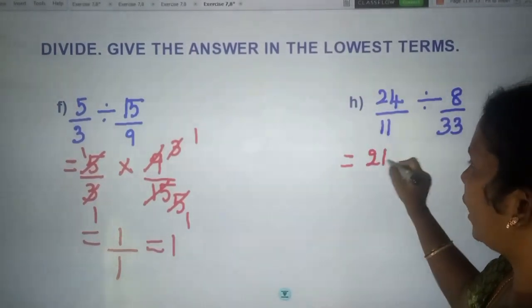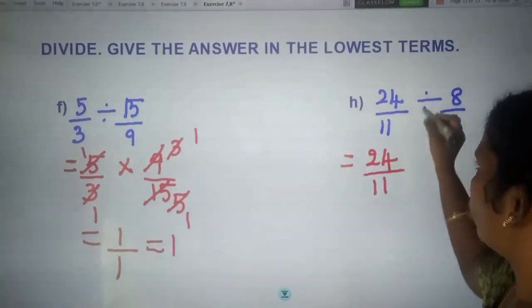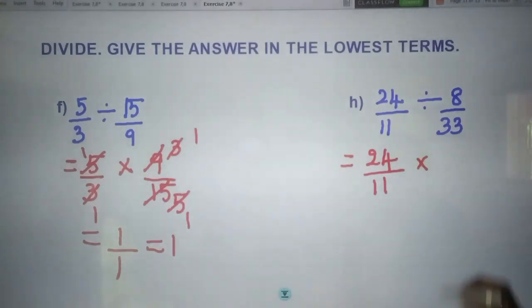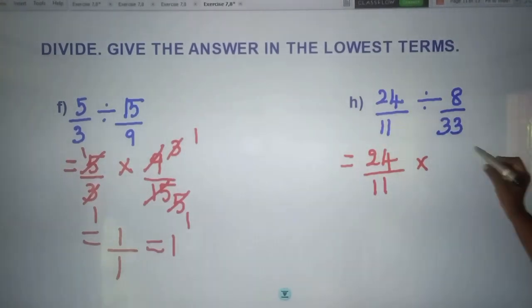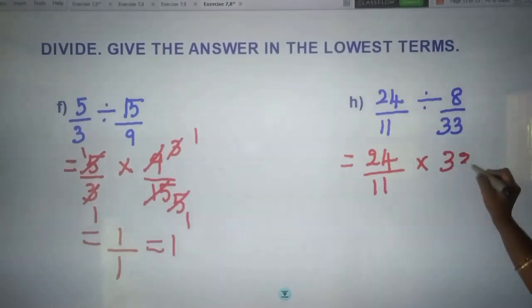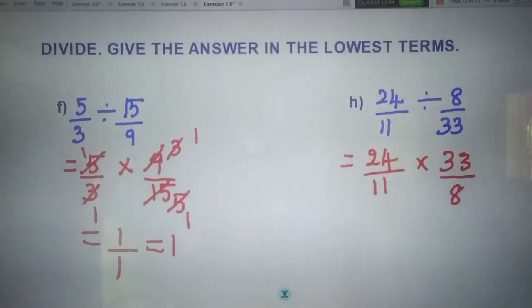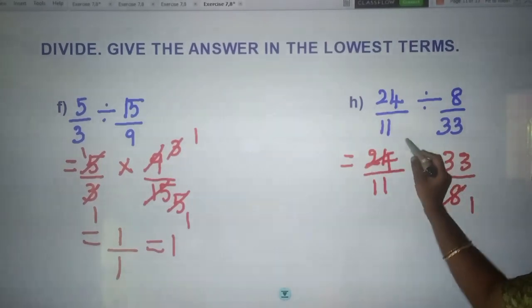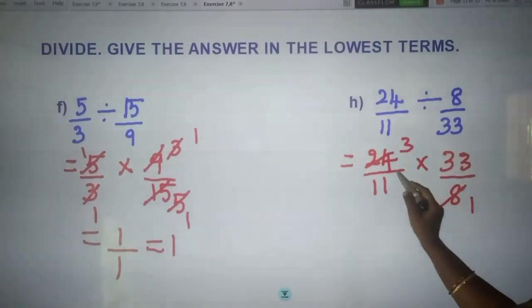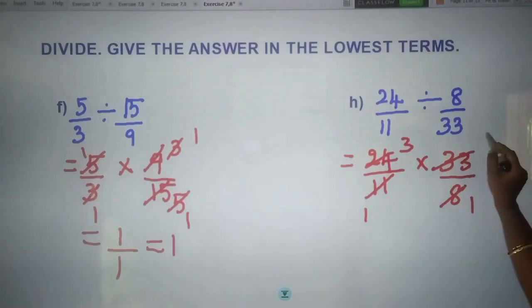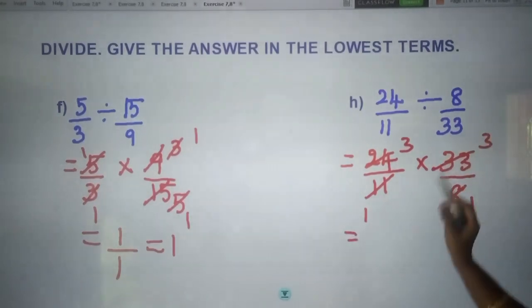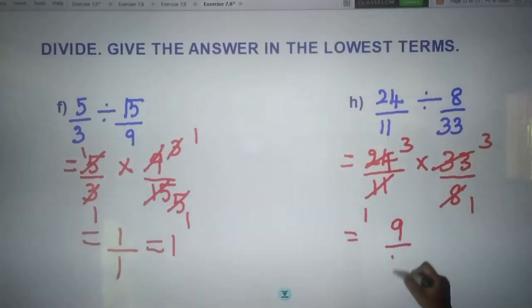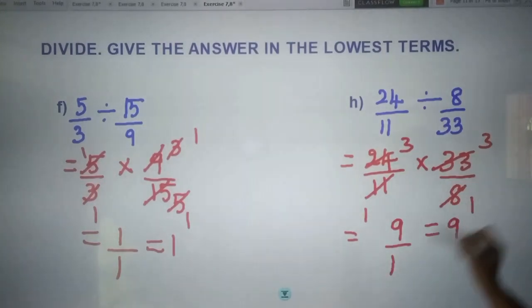Shall we move to the next sum similar to that? See, 24 by 11. The first fraction does not change. The division symbol changes to multiplication. 8 by 33 gets reciprocal. Therefore, it becomes 33 by 8. Now we are going to cancel these two numbers. 8 ones are 8, 8 threes are 24. The same way here, 11 ones are 11, 11 threes are 33. Here, the numerator multiplication 3 threes are 9, denominator 1 ones are 1. 9 by 1 is 9.